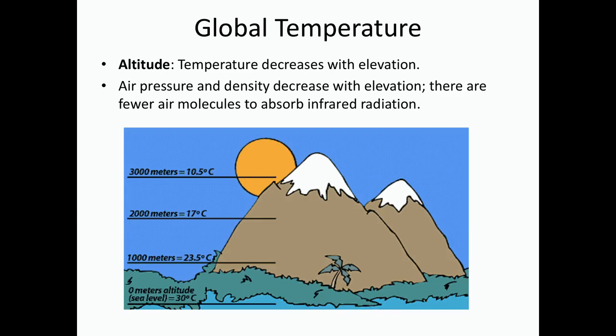So you can see here that we have higher temperatures, 23 degrees Celsius at 1,000 meters, whereas we've decreased to 10.5 degrees Celsius at 3,000 meters. So increased altitude tends to lead to decreased temperature.